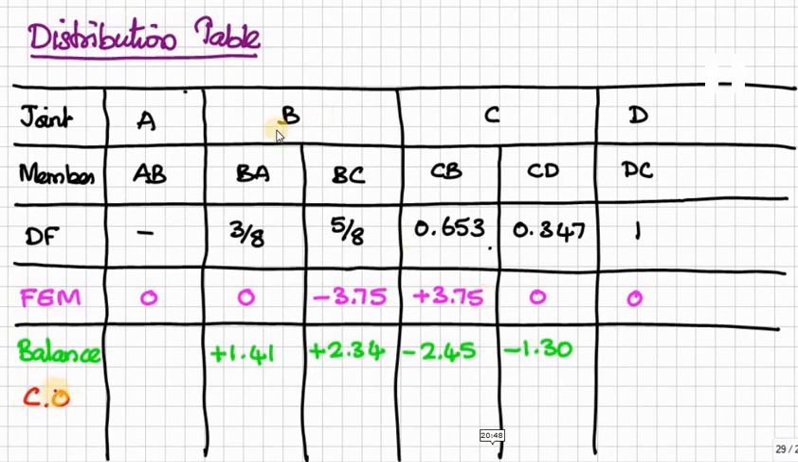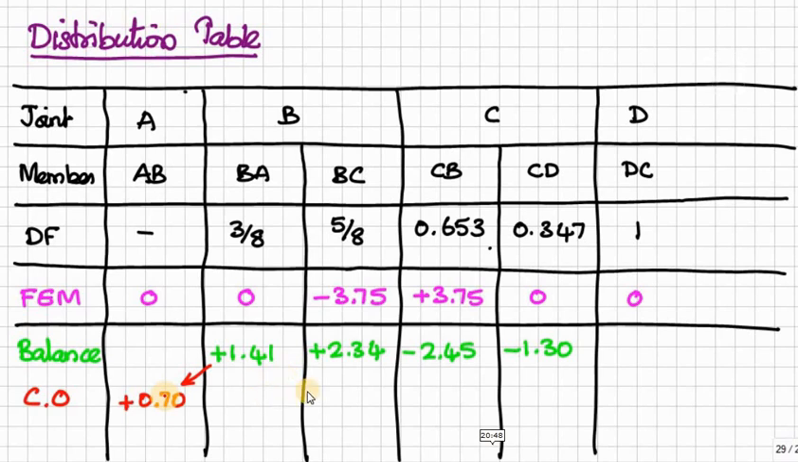So, for BA member, we have applied plus 1.41. What is the opposite number of BA? Just reverse it, AB. For BA, the opposite number is just AB. So, we have to look at whether AB is a fixed support or an intermediate support. This is a fixed support. That means it can accept the carryover moment. Therefore, we now carry over half of this moment to that point. From here, plus the same sense, 0.70.